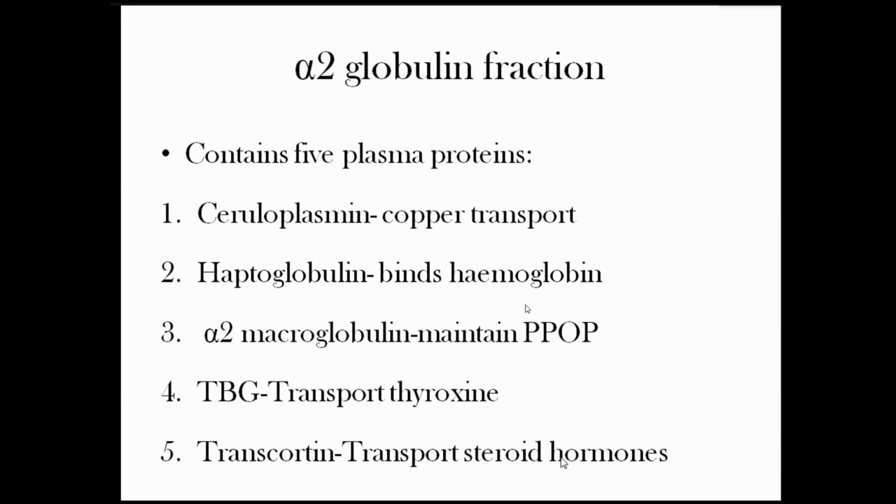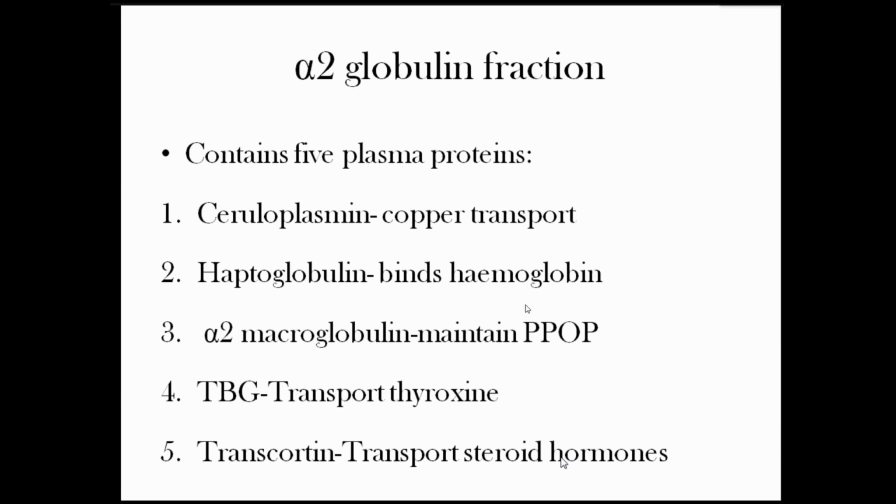plasma protein oncotic pressure. Thyroxine binding globulin transports thyroxine, and thyroxine binding globulin deficiency leads to hypothyroidism. Thyroxine binding globulin in excess means that thyroxine is not adequate in circulation. So hypothyroidism is indicated by increased thyroxine binding globulin.